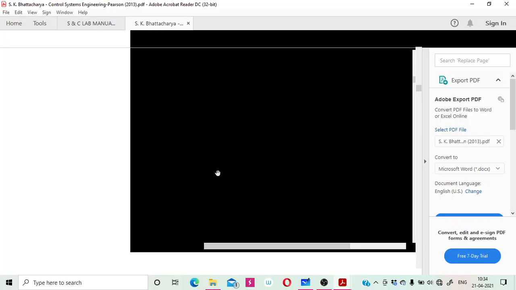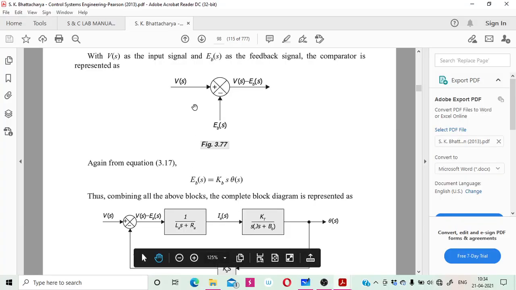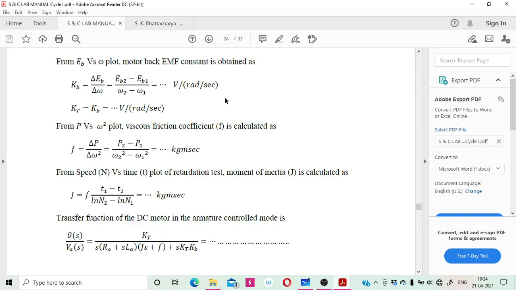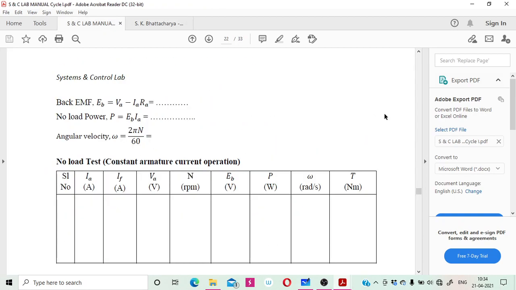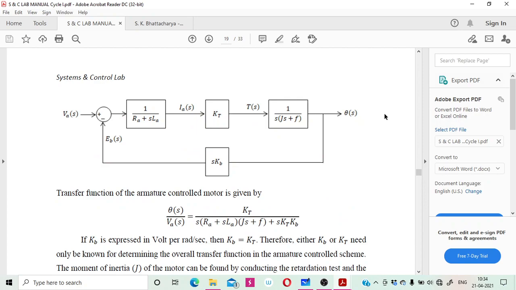This is our theory, and moving on to our experiment. Yes, this is our armature controlled DC servo motor.